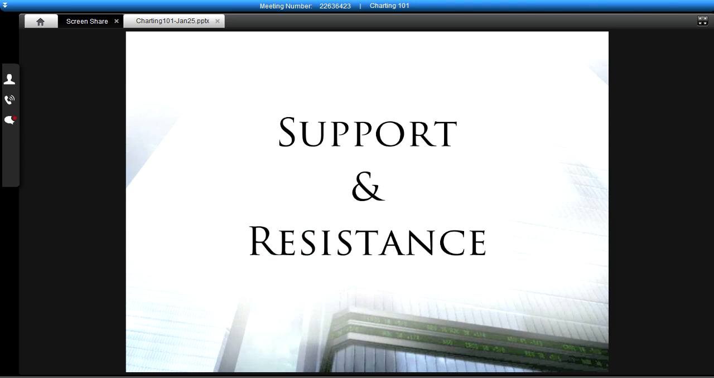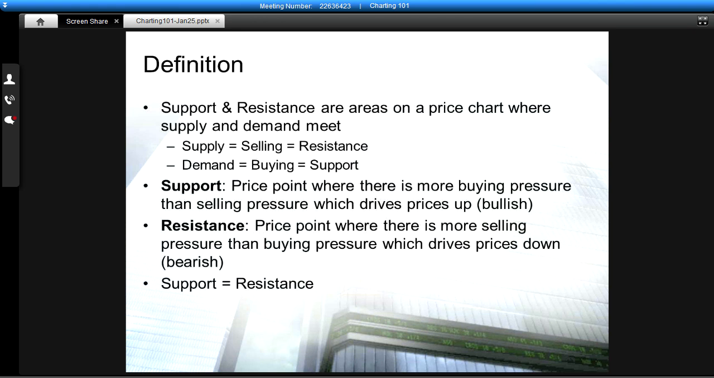So when you're using a stock chart, you can just see the price, but to trade it, there's a lot of different things that traders are looking for. One of the biggest things is support and resistance. Support and resistance are areas on a price chart where supply and demand meet. This means that as price goes up and it hits an area, people start selling off their stocks to start making profits.